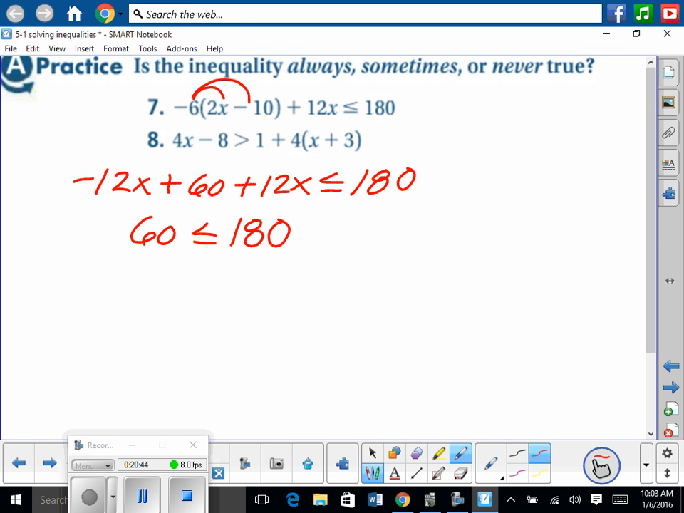Never, right? Because of the equal sign? Because it has to be both? So this one would be not a true statement. It's never equal to 180.